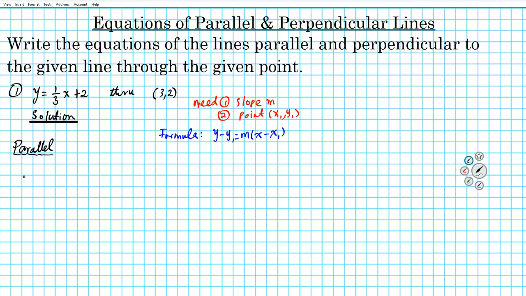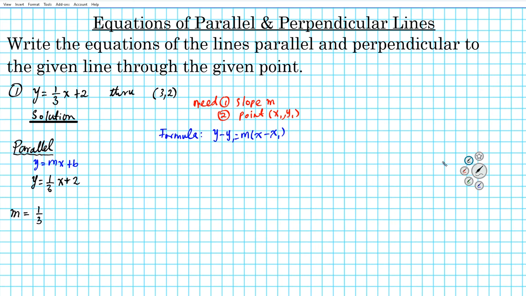So how do we find the slope of a parallel line? We'll take a look at the original equation, y equals 1/3 x plus 2. We need to find the slope of this line, so we can find the slope of the parallel line. To find the slope of this line, we're going to use the formula y equals mx plus b, the slope-intercept form of the equation of a line. So m is the slope, the coefficient of x. We can see clearly that it's 1/3 here. That's the coefficient of x.